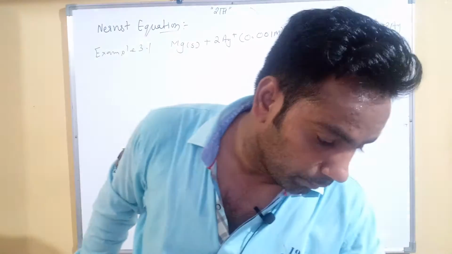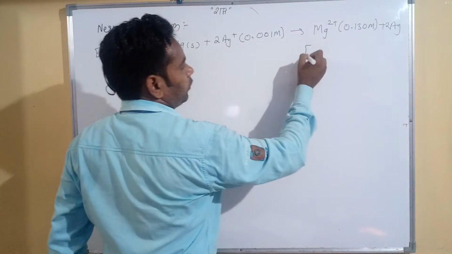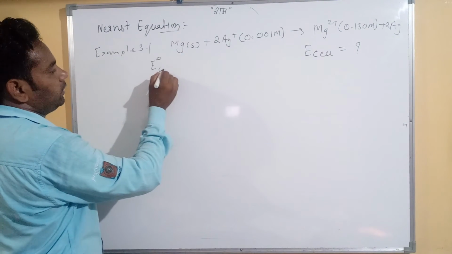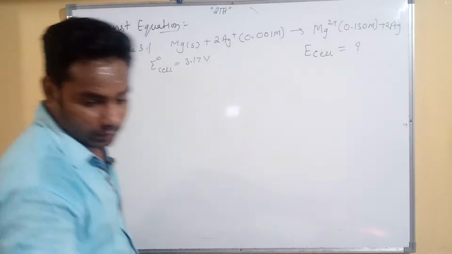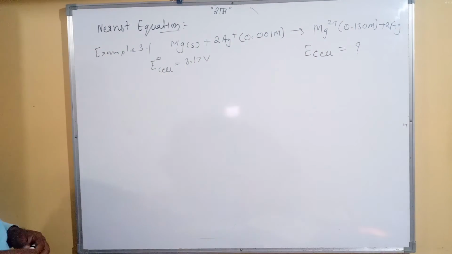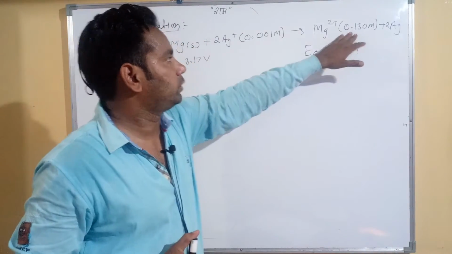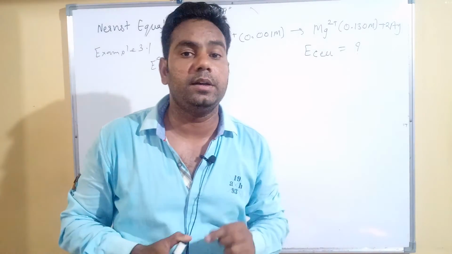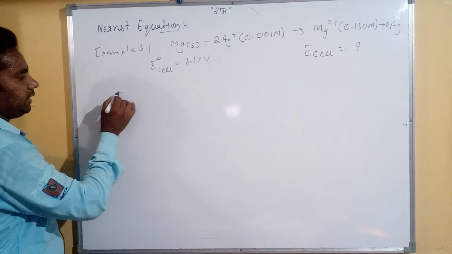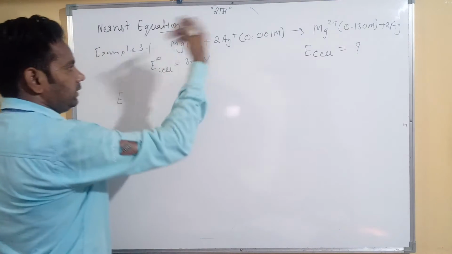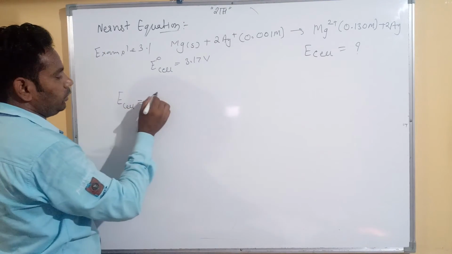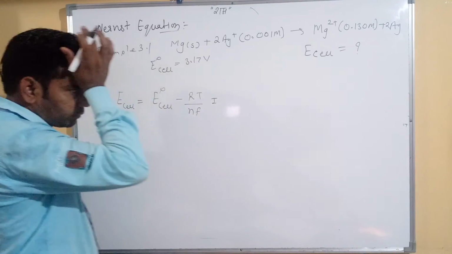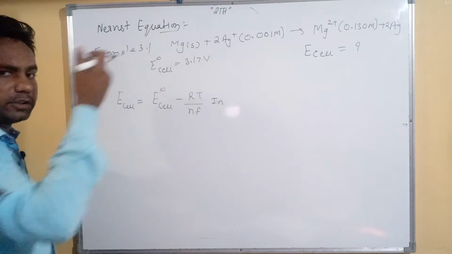So what we want to calculate is E cell. I want to calculate E cell equal to question mark, and the standard electrode potential E0 cell is given as 3.17 volt. Let us see, we have the concentrations of both ions and E0 cell is 3.17 volt. First we write the Nernst equation for this reaction: E cell is equal to E0 cell minus RT upon nF ln. Now I write it as product concentration upon reactant concentration.